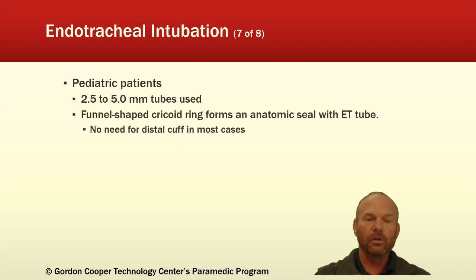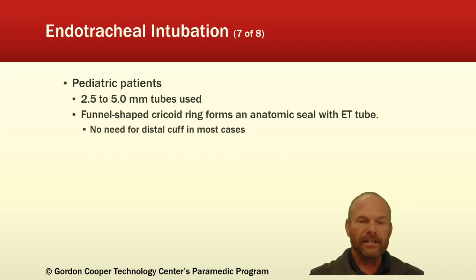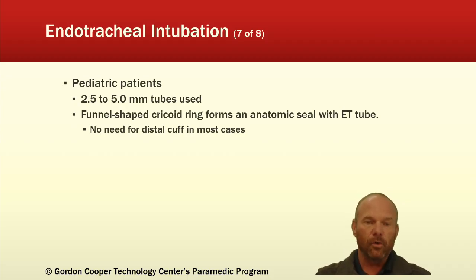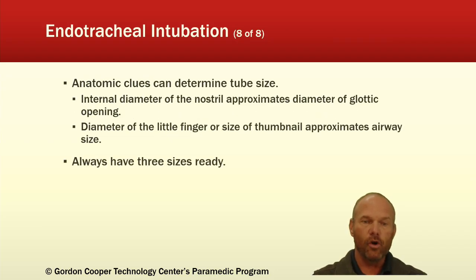The reason that for so long we've used uncuffed tubes is because you have that funnel-shaped cricoid ring in the pediatric airway, and what happens with it is it naturally forms a seal with the ET tube, and that eliminates the need for a distal cuff in most cases. Now, those tubes typically don't have a balloon cuff, so there's no pilot balloon to manage cuff inflation. So it's important to understand what you're using. If you're unsure whether they're cuffed or not, you'll need to know prior to getting ready to use it.